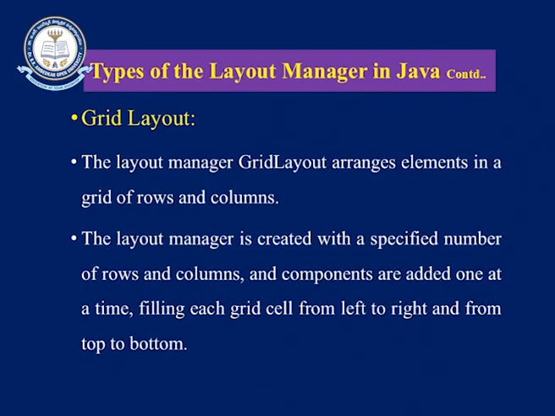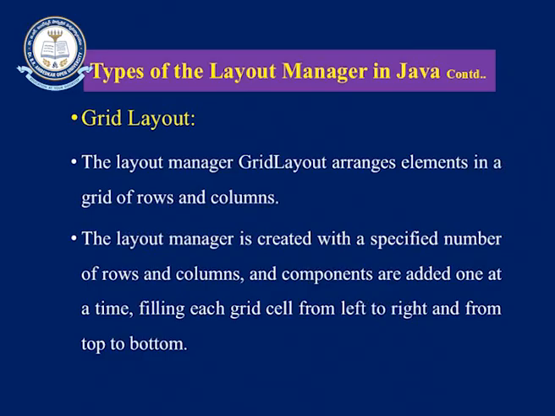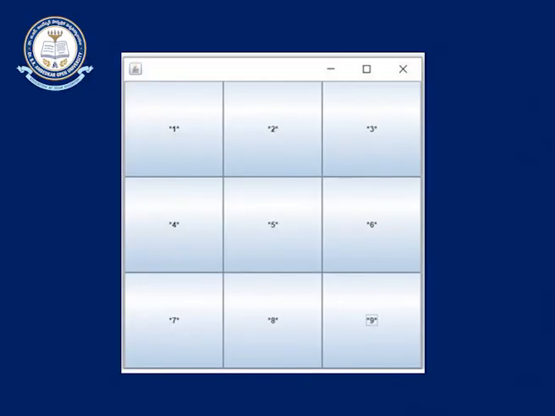Next one is grid layout. The layout manager grid layout arranges elements in a grid of rows and columns. In simple terms, it is used to store the components in a table manner. See, this is a grid layout. The layout manager is created with a specified number of rows and a specified number of columns, and components are added one at a time, filling each grid cell from left to right and top to bottom.